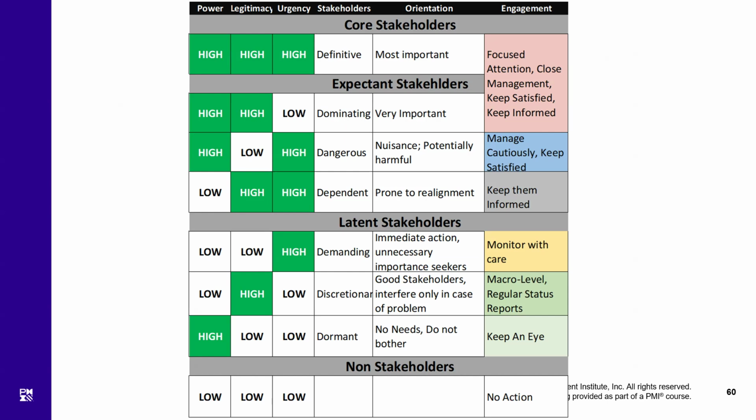They have no needs. They do not bother you. So you just have to keep an eye on them. That's all. And non-stakeholders, you already know, there is no action recommended except for just watching them if they change their position from a non-stakeholder to any other category. So as any of the stakeholders move from their own category to another category, we will start dealing with them according to the engagement strategy of that category.